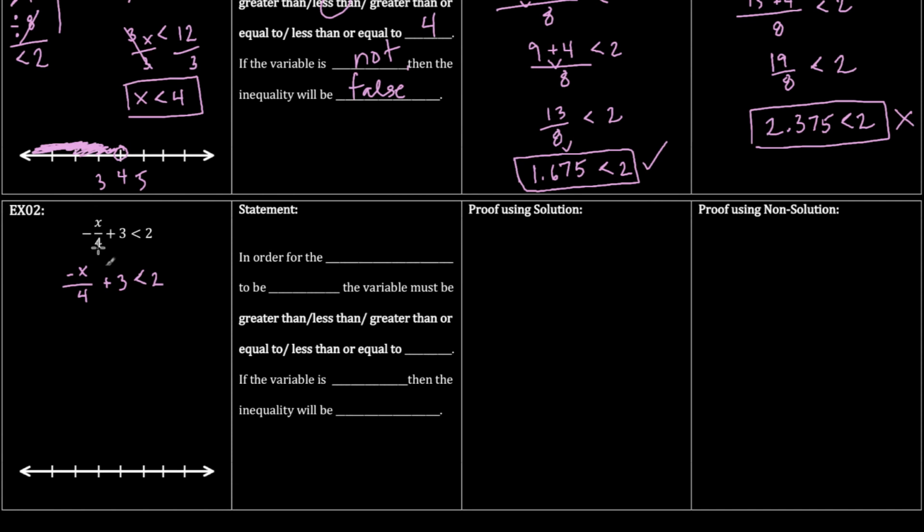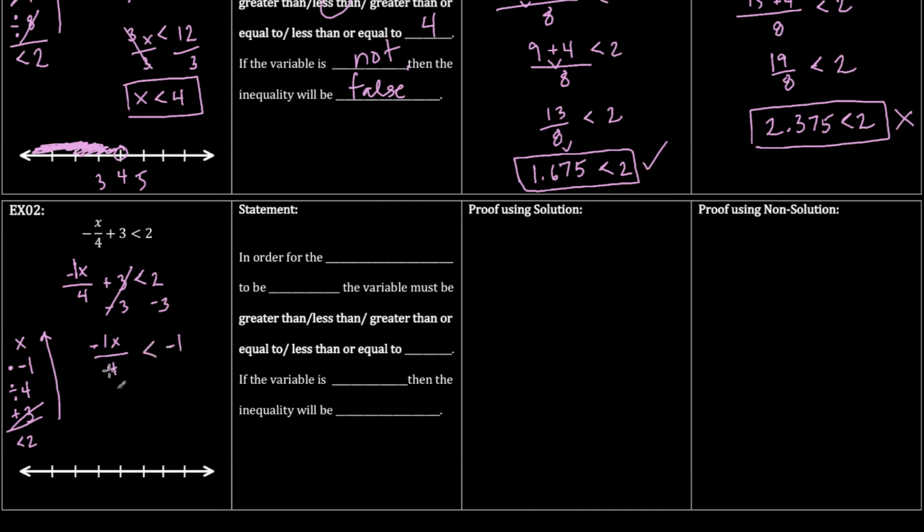Okay, so we had x. We multiplied by that invisible negative 1, we divided by 4, and we added 3. So I'm going to put that invisible 1 there. Remember that invisible 1. So x times negative 1, divided by 4, plus 3 is less than 2. Let's go backwards. Instead of adding 3, we'll subtract 3. Negative 1x over 4 is less than 2 minus 3, which is negative 1.